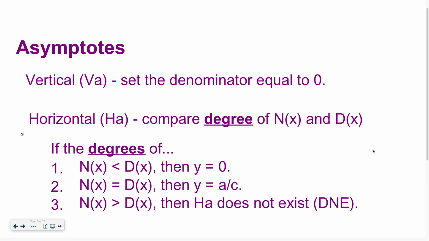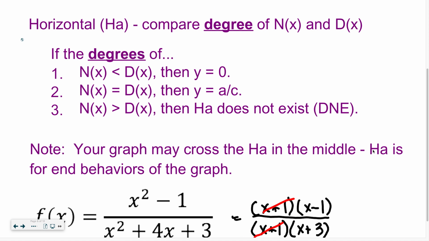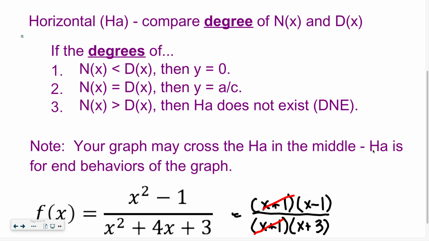So we're comparing the exponents of the numerator and the denominator. And then notice I'm using that notation again. If the numerator is less than the denominator, if the numerator is equal to the denominator, if the numerator is greater than the denominator. There's three cases. And these should sound familiar to you, at the very least.